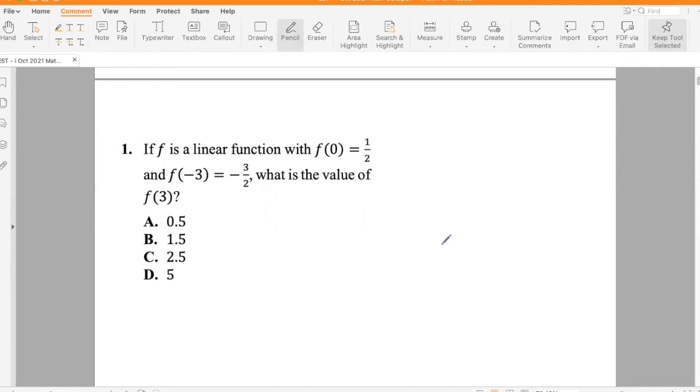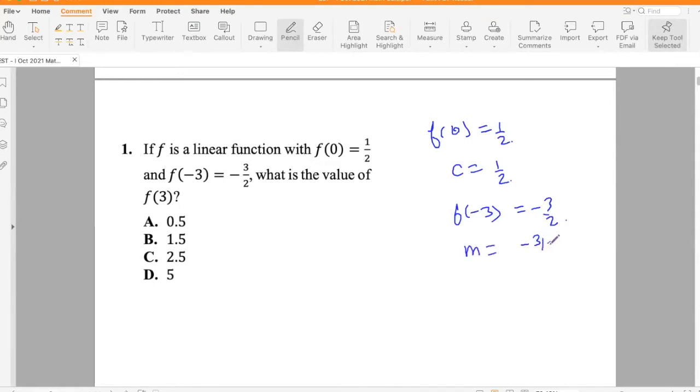Question 1: if f is a linear function with f(0) equal to 1/2 and f(-3) equal to -3/2, what is the value of f(3)? So f(0) is given as 1/2, which means that the y-intercept is 1/2. And f(-3) is -3/2. So I can find the slope.